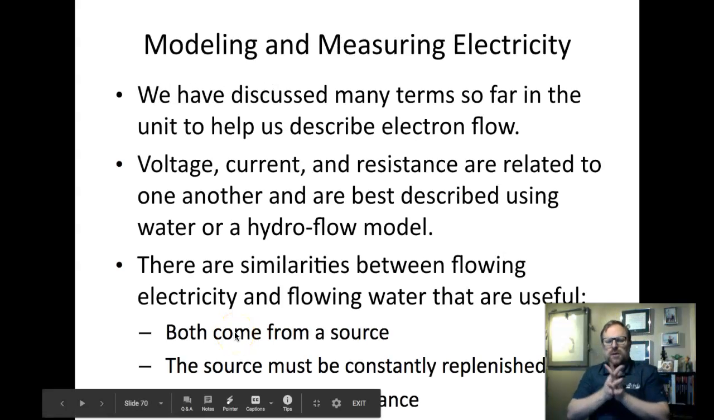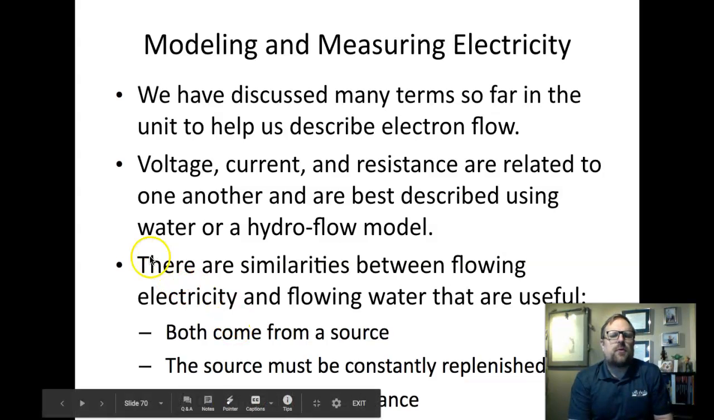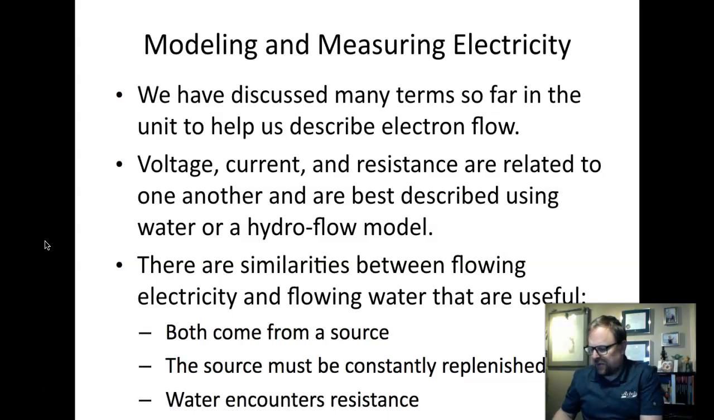So what I want to jump into now is I think maybe one of the trickier things to wrap your head around when it comes to this particular concept, and that is how to model or represent the electricity that's moving through a circuit. We've discussed lots of terms so far to help us describe electricity or electron flow. And the three that are the most important at this point are voltage, current, and resistance. And they're all related to one another and are often used or described by what's called a water or a hydro flow model.